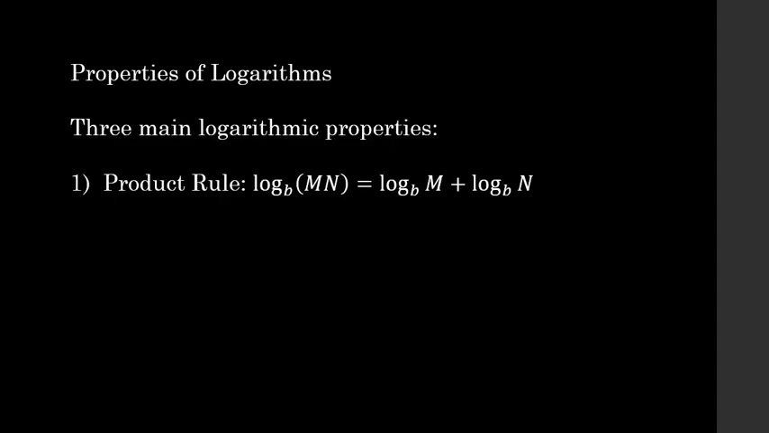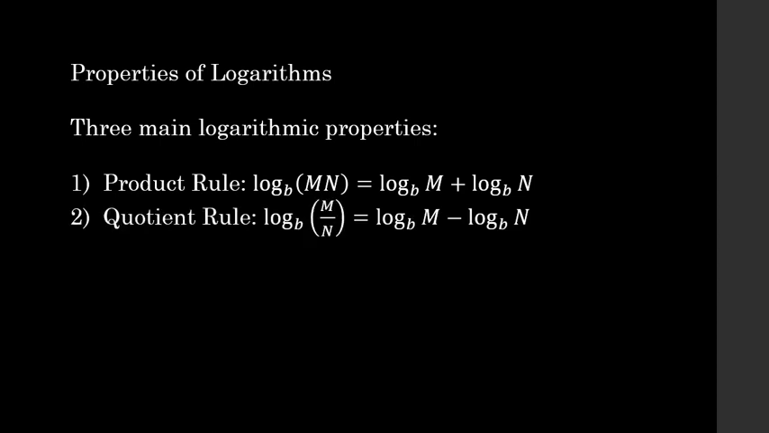So there are three main properties that we are going to talk about in this video. The first one is the product rule for logarithms. These three properties hold no matter what base b you have. The product rule basically says that the log of the product of two things is equal to the sum of the individual logs of those things. So log base b of mn is equal to log base b of m plus log base b of n.